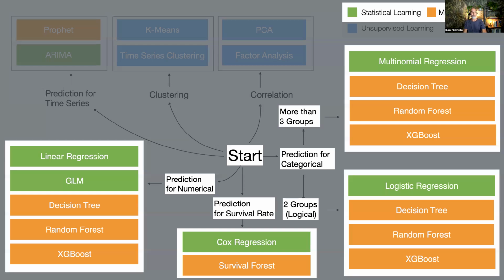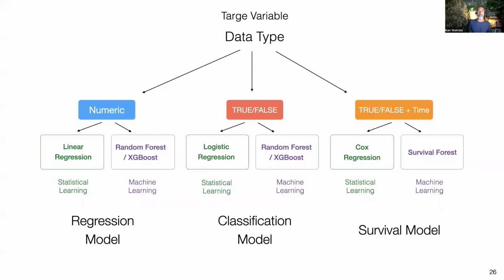Okay, so these are the things. Out of all those analytics, this is maybe one sort of magnification. But understanding this really comes down to the data type, right? If it's numeric, then linear regression or random forest. If it's true or false, logical, then logistic regression, random forest, and so on. We don't have a 3 or 4 values case here. We want to focus on these 3 types of data. And then the right-hand side, true or false, not only cancel or not cancel, but time is important. For that type of analysis, you want to use Cox regression or survival forest.